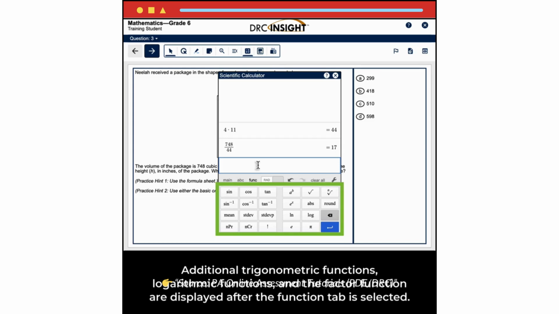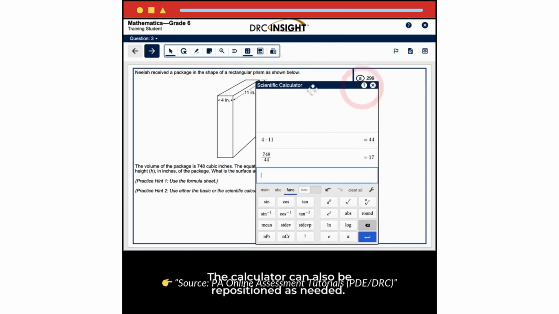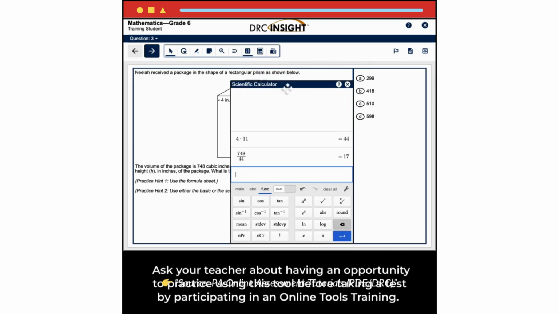Additional trigonometric functions, logarithmic functions, and the factor function are displayed after the function tab is selected. The calculator can also be repositioned as needed. Ask your teacher about having an opportunity to practice using this tool before taking a test by participating in an online tools training.